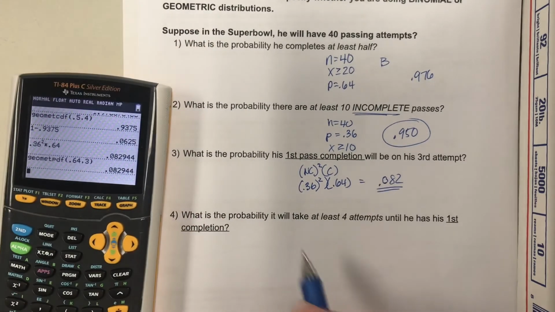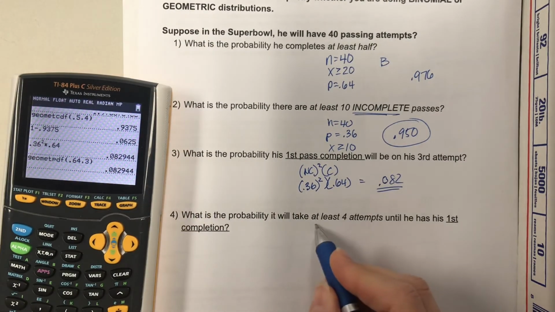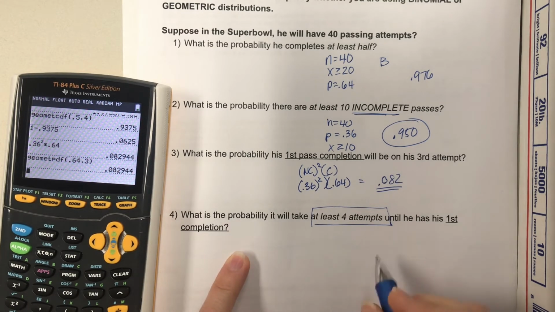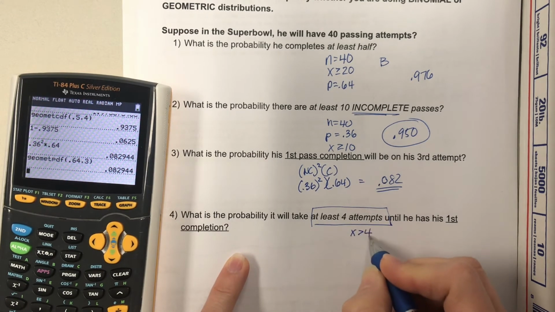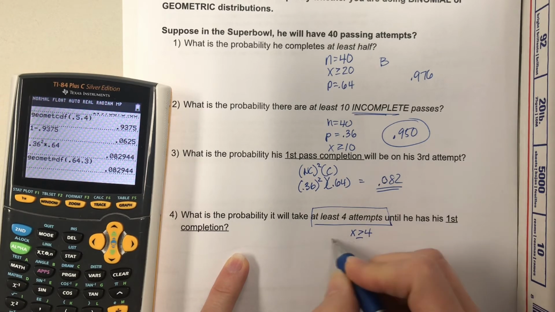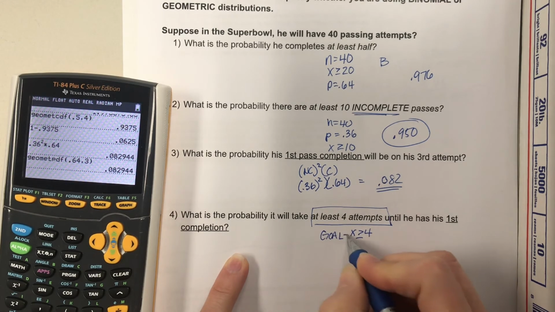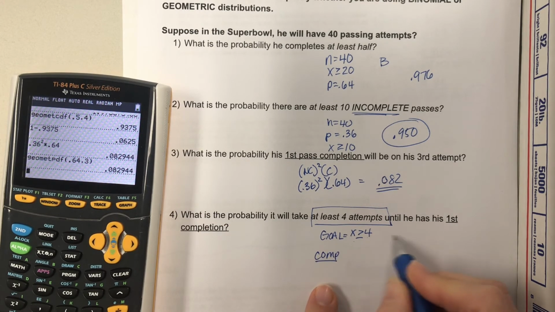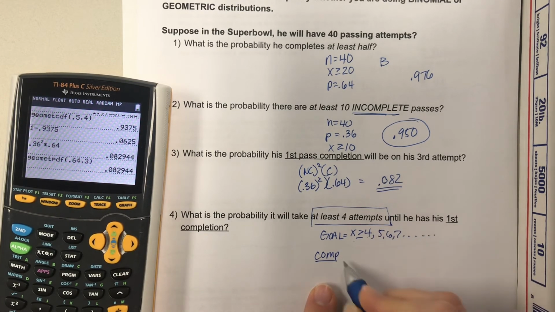Okay, here's the difficult one. What's the probability it's going to take at least 4 attempts until he has his first completion? So at least 4 means 4 or more. That's what our goal is to figure out. Well, our calculator does not do that. It will do the complement. So if we want 4 or more, we want 4, 5, 6, 7, that means our complement would be less than or equal to 3, correct?